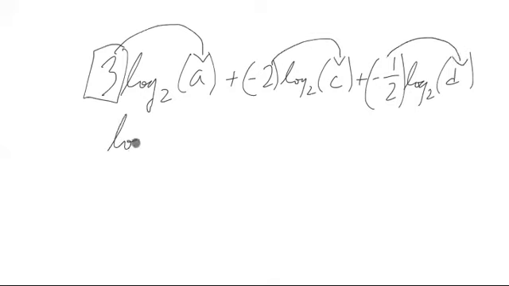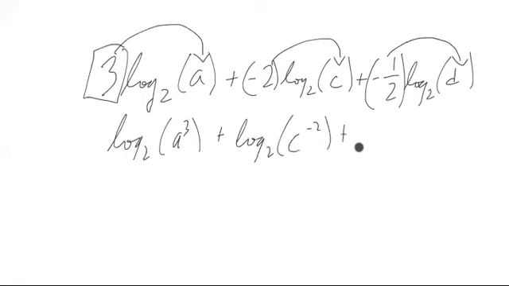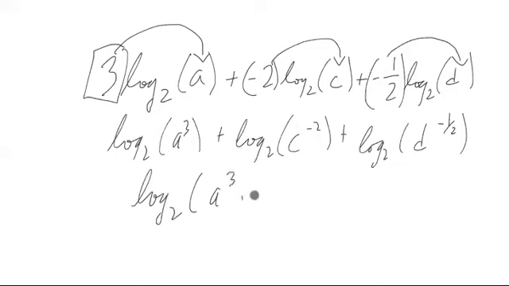So we're left with log base 2 of a cubed plus log base 2 of c to the negative 2 plus log base 2 of d to the negative 1/2. Now you see these pluses, they turn into multiplication on the inside. Log base 2 of a cubed times c to the negative 2 times d to the negative 1/2. And we've compressed it into one logarithm. We could continue to work with this.